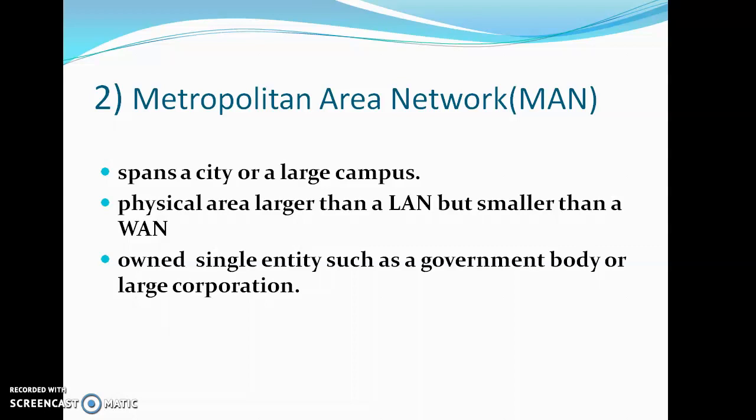An example of a metropolitan area network is that this network is mostly used by the cable operator. When a cable operator wants to supply cable connection to everyone within a metropolitan city, they need not use an internet connection in this case. What they use is a metropolitan area network, which has fewer devices and is less complex compared to a wide area network. So it can cover the entire city.